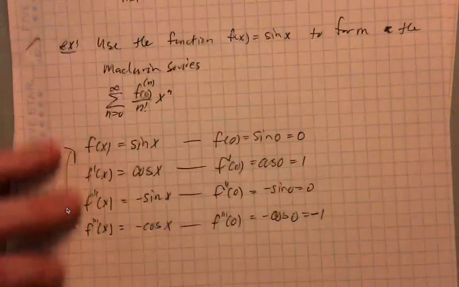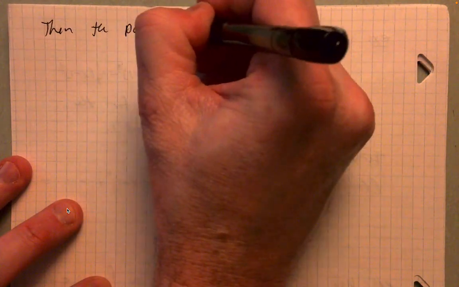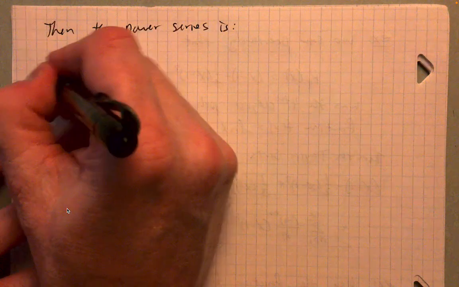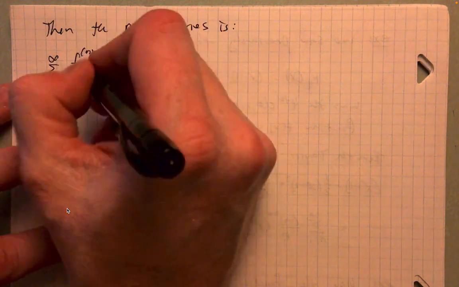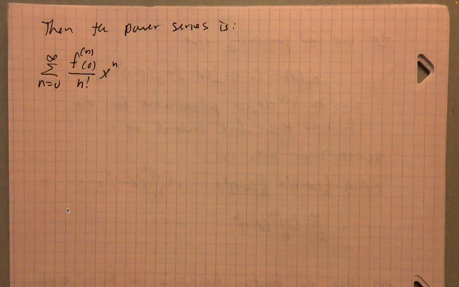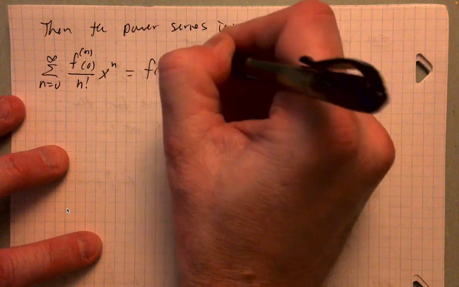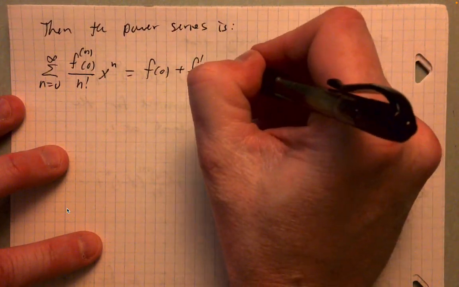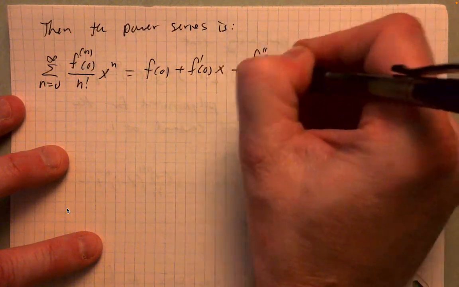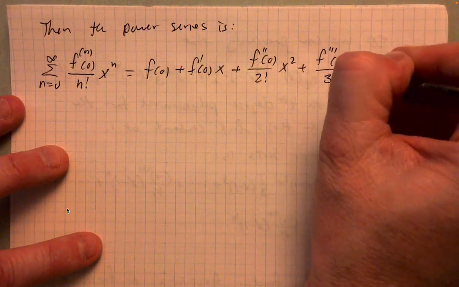And so then the power series is the sum n equals 0 up to infinity of the nth derivative of f evaluated at 0, over n factorial, times x to the n. Remember, this is the Maclaurin series, so it's centered at 0. And we can write that out. It's going to be f of 0 plus f prime of 0 times x plus f double prime of 0 over 2 factorial times x squared plus the third derivative evaluated at 0 over 3 factorial times x cubed plus and so on.